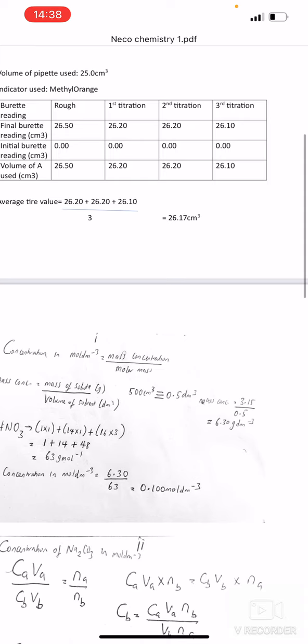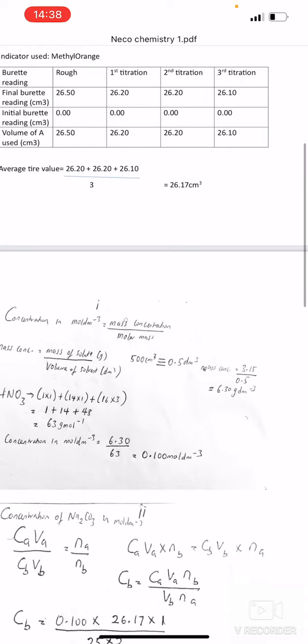Sometimes people might ask, why did I write 0.100? Why did I not just write 0.1? Because when you are working with concentration, in fact, I will advise you, any calculation that you are doing on Monday, let your answer be in 3 significant figures, at least. That is why it is 0.100 mole per dm³, not 0.1. The answer must be in 3 significant figures.